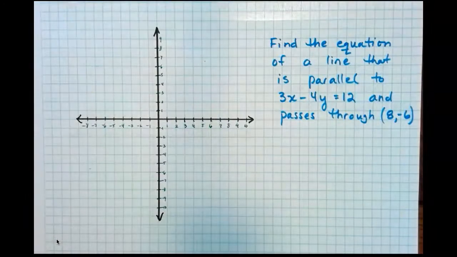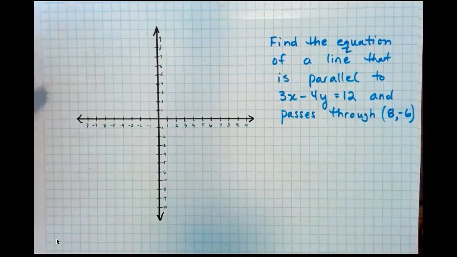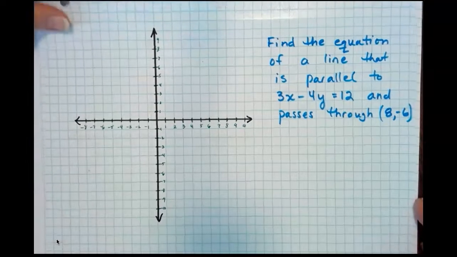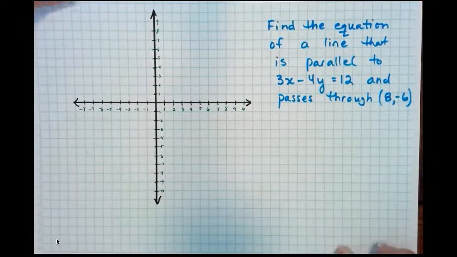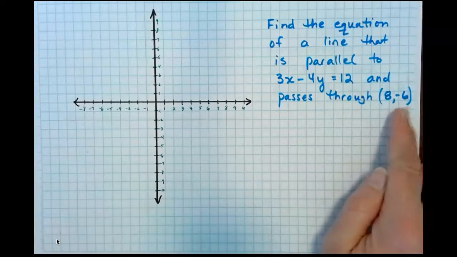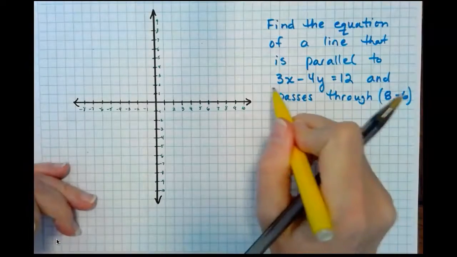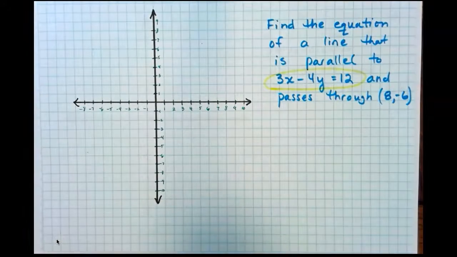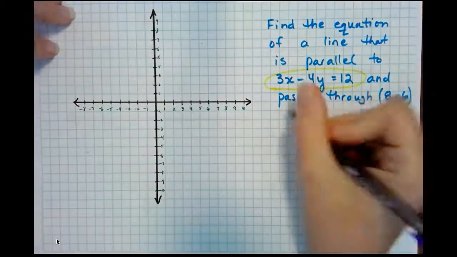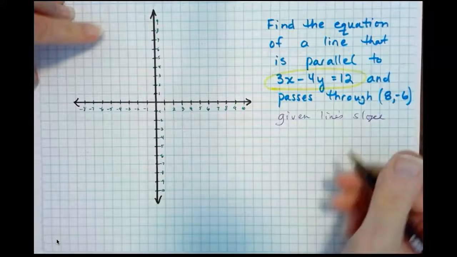Now, the next two problems that I've got take us on into section 2.4, where we're dealing with slope and the idea of parallel and perpendicular. So let's do these two problems. Find the equation of a line that is parallel to 3x minus 4y equals 12 and passes through the point (8, -6). The first thing we need to do is take the given equation and solve it for y because we need to know the given line's slope.